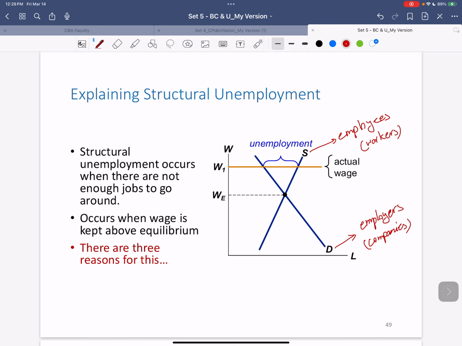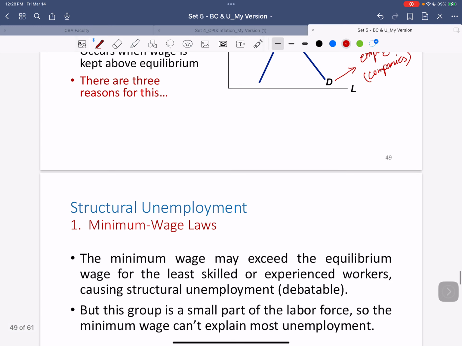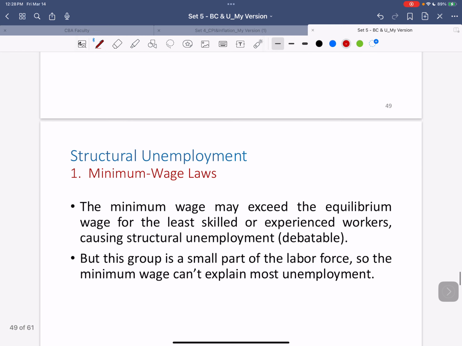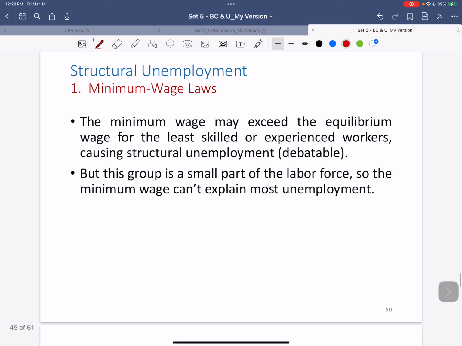Okay, so the 3 reasons for this structural unemployment are minimum wage laws, unions and collective bargaining, and efficiency wages. We're going to discuss each of these 3 reasons in the following slides. Let's start with minimum wages.